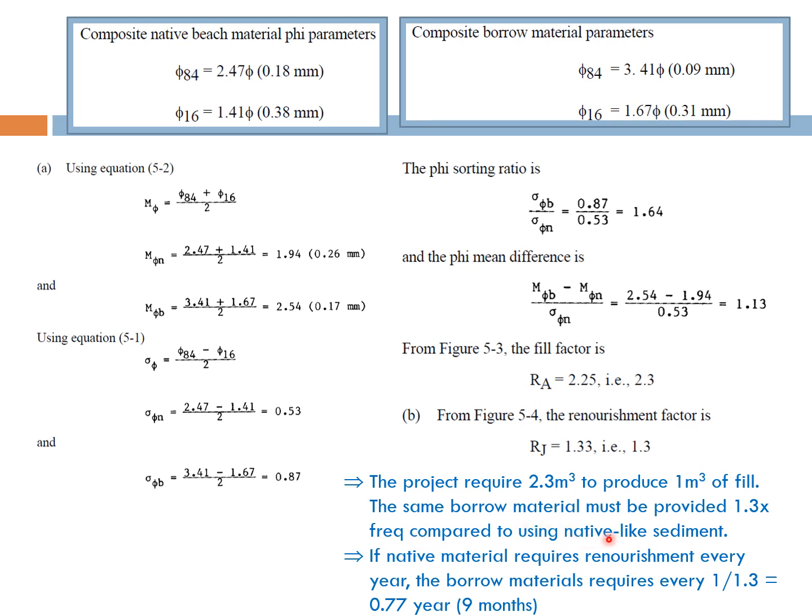What does this mean? Let's say if the native material is eroded in such a rate that it needs to be renourished every year, then by using this borrow material, the beach will have to be renourished every 1 over 1.3 year, which turns out to be 9 months. So by using this relatively undesirable borrow material, we actually need to renourish this beach more often than the native material itself.